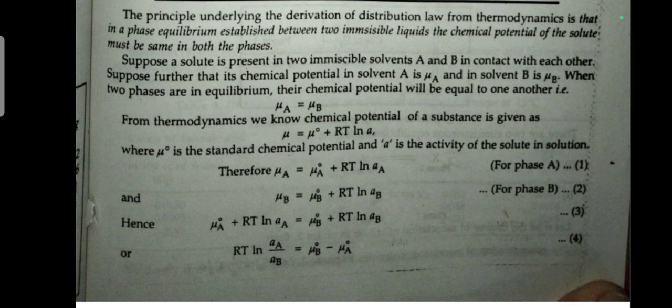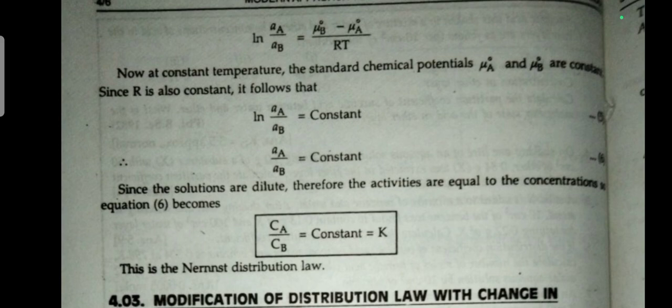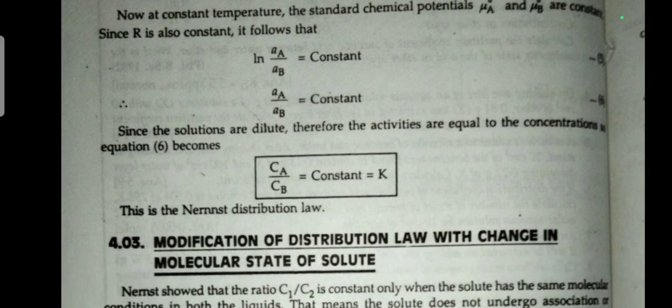ln aA minus ln aB is equal to (μ°B minus μ°A) upon RT. Now at constant temperature, the standard chemical potentials μ°A and μ°B are constant. Since R is also constant, it follows that ln of aA upon aB is equal to a constant, and since the solutions are dilute, the activities are equal to concentrations. So the equation becomes concentration of A upon concentration of B is equal to a constant. This is the Nernst distribution law.